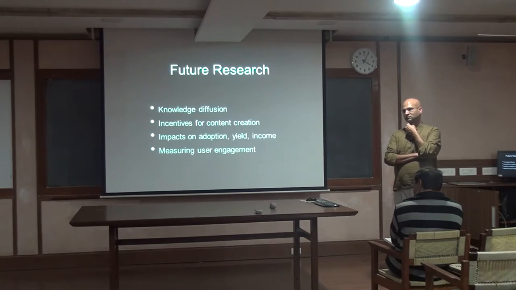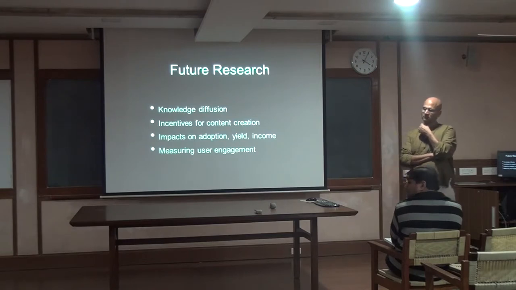Suppose you hold me liable for telling you that look, you can grow Calotropis near your field and Calotropis will attract the predators and the predators will kill the pest. Now assume for a minute that it didn't happen, because the predator population in the neighborhood didn't grow, because everybody was using pesticide. If you are going to sue me for that, then I'm not going to share information with you. So then the whole social structure will collapse.